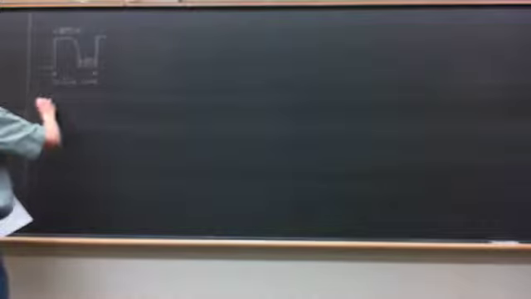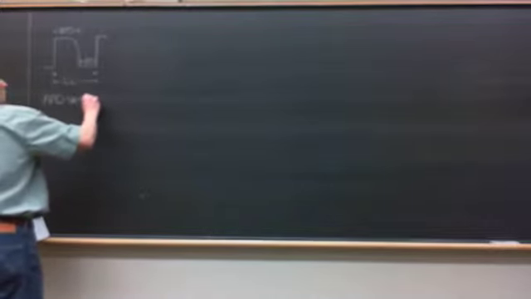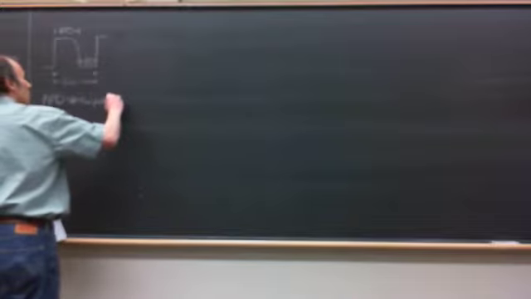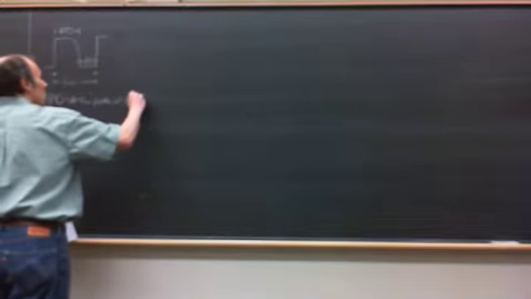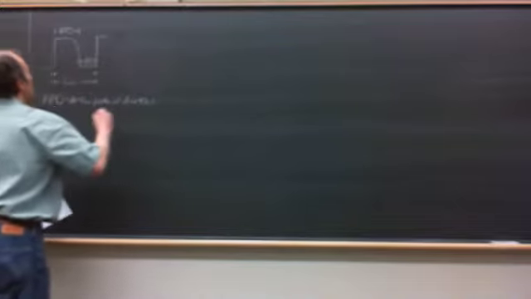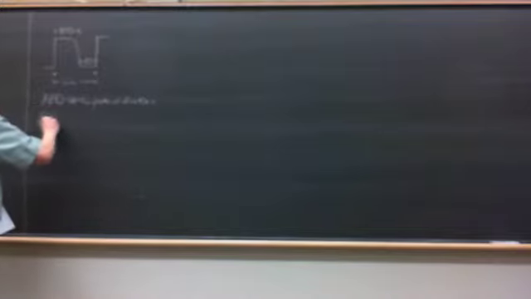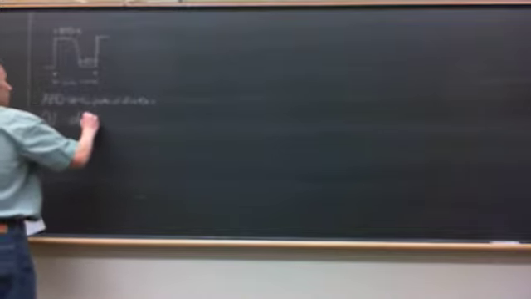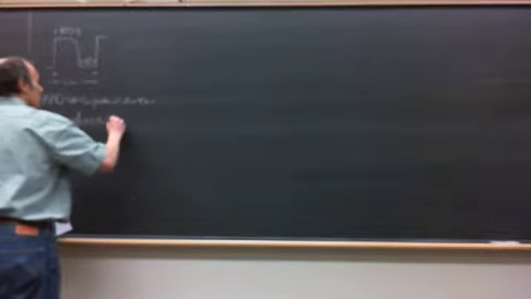So let me just write those down. APD is action potential duration. DI is called diastolic interval.